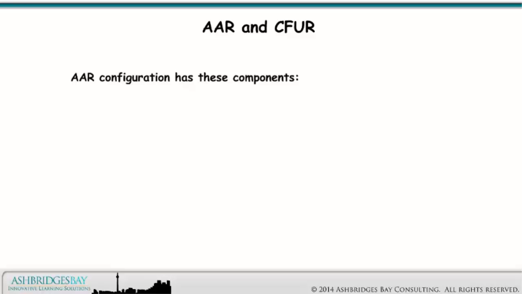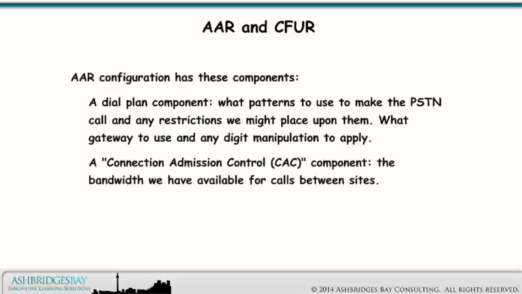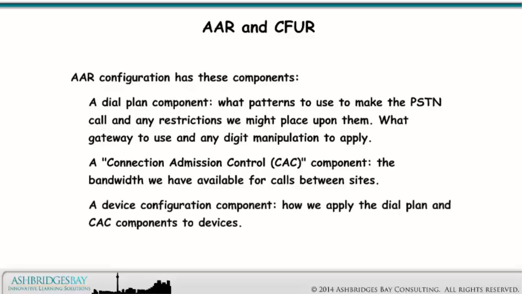AAR configuration has these components: a dial plan component, what patterns to use to make the PSTN call and any restrictions we might place upon them, what gateway to use, and any digit manipulation to apply. A connection admission control, or CAC component, the bandwidth we have available for calls between sites. And a device configuration component, how we apply the dial plan and CAC components to devices.